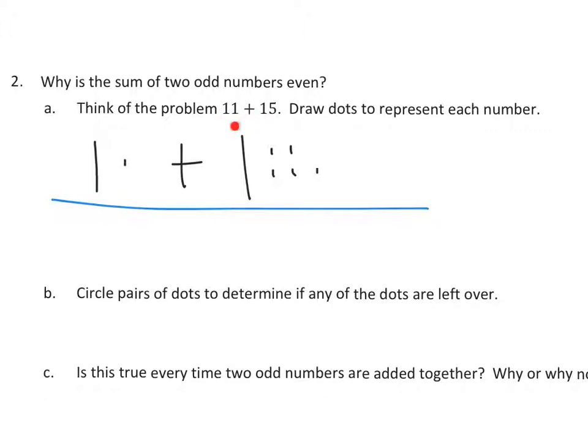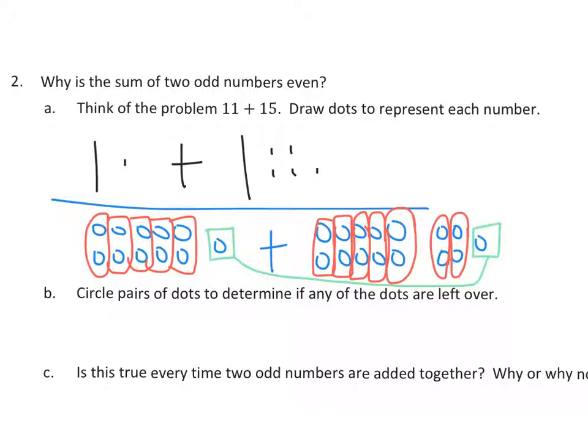And here's why. Let's look at the ones place. 1 and 5 gives you 6. If you had 1 and 7, you'd get 8. If you had 1 and 9, you'd get 10. If you had 3 and 5, you get 8. If you had 3 and 7, you get 10. Notice all those odd numbers plus another odd number gives you an even number.